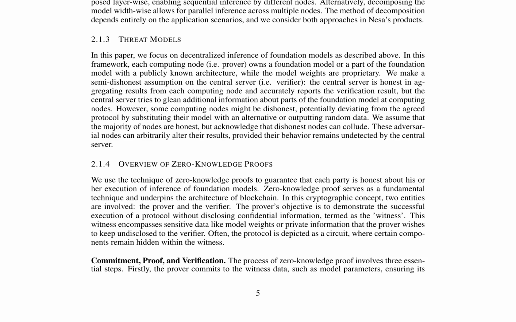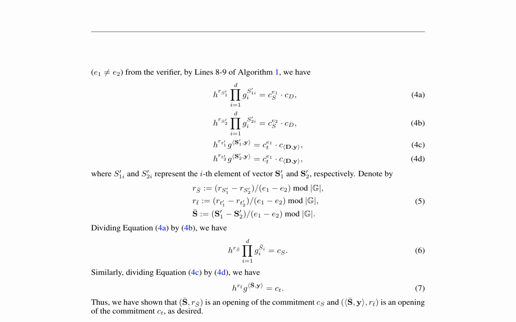Interactive proofs involve the verifier sending challenges to the prover, who responds, and the process repeats. Non-interactive proofs use a random oracle model or hash function to simulate the verifier's challenge. In the context of Nesa's products, zero-knowledge proofs are applied to ensure accurate execution of computations on foundation models by computing nodes. The prover uses the generalized Pedersen commitment scheme to commit to witness data and generates a proof of execution, which is transmitted to the central server for verification.